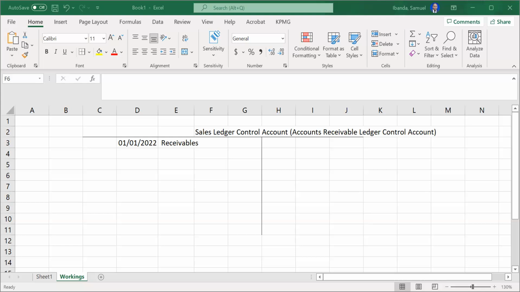So you're saying we debit the closing balance. We debit the closing balance. Yes. And then what do we do with the opening balance? The opening balance, we credit it. Why do we credit the opening balance?